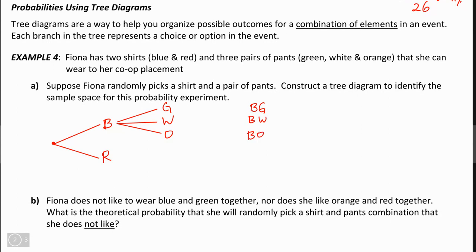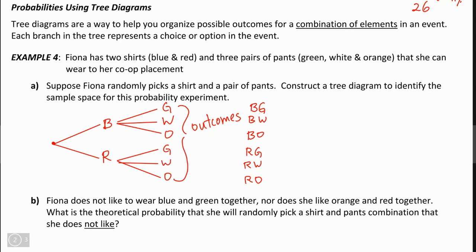Okay, what if she picked the red shirt? Well, she still has 3 outcomes for the pants. I'm going to draw 3 more branches connecting that. And so what are they? Well, again, green, white, and orange. So now if she picked a red shirt, the outcomes are red shirt, green pants, red shirt, white pants, red shirt, orange pants. So if you count all the ends of your branches, these are all the outcomes. Okay, so you have 6 outcomes.